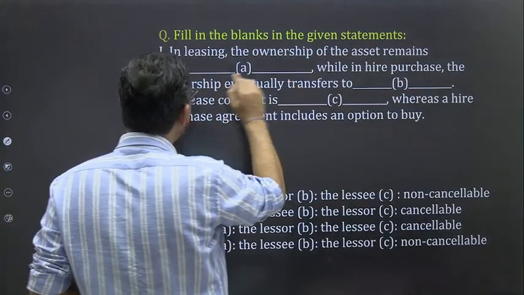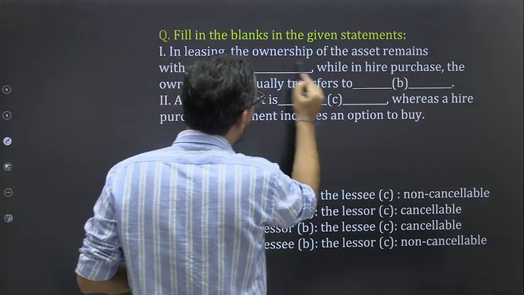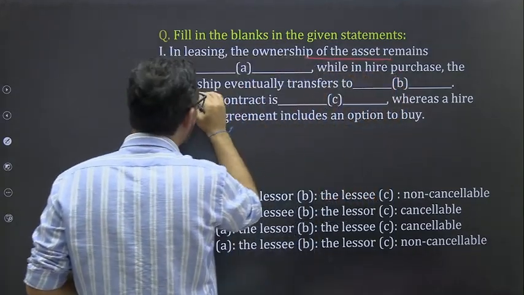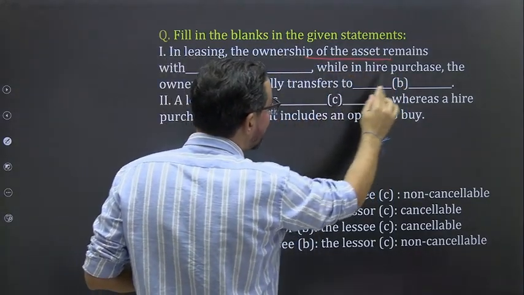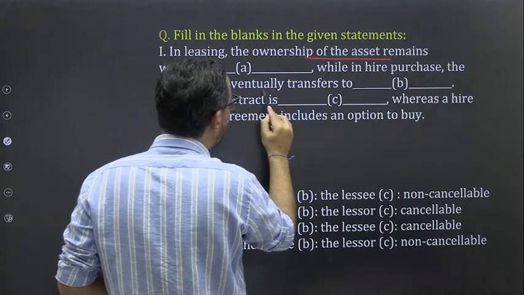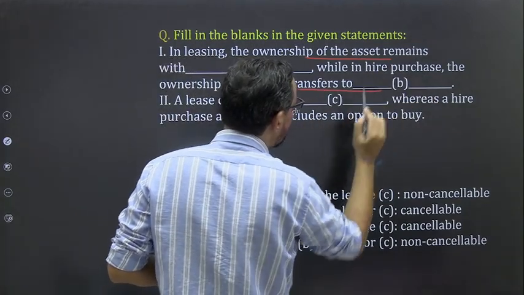Fill in the blanks. In leasing, the ownership of the asset remains with dash, while in hire purchase, the ownership eventually transfers to dash.